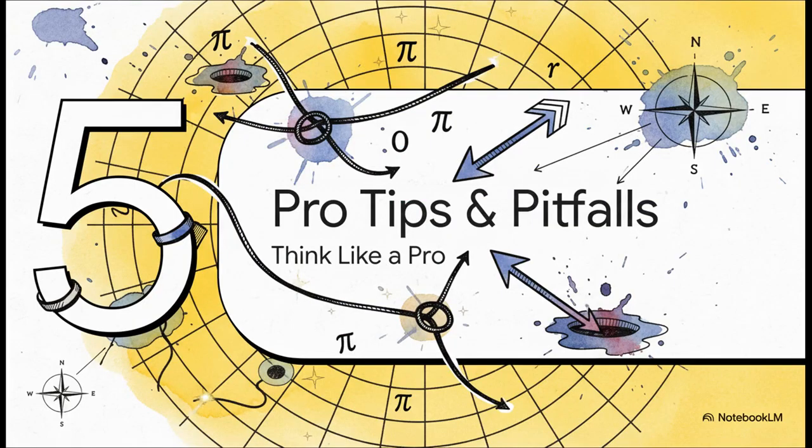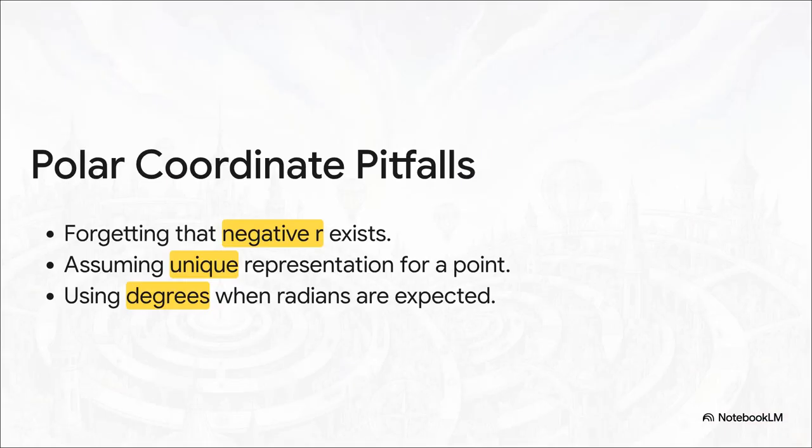So as you start playing around with these, let's just go over a few key things to watch out for. These are the spots where people usually get tripped up, but if you see them coming, you can navigate them like a total pro. Here's your little pre-calc checklist. First, always remember that negative r rule. It flips the point straight through the origin.